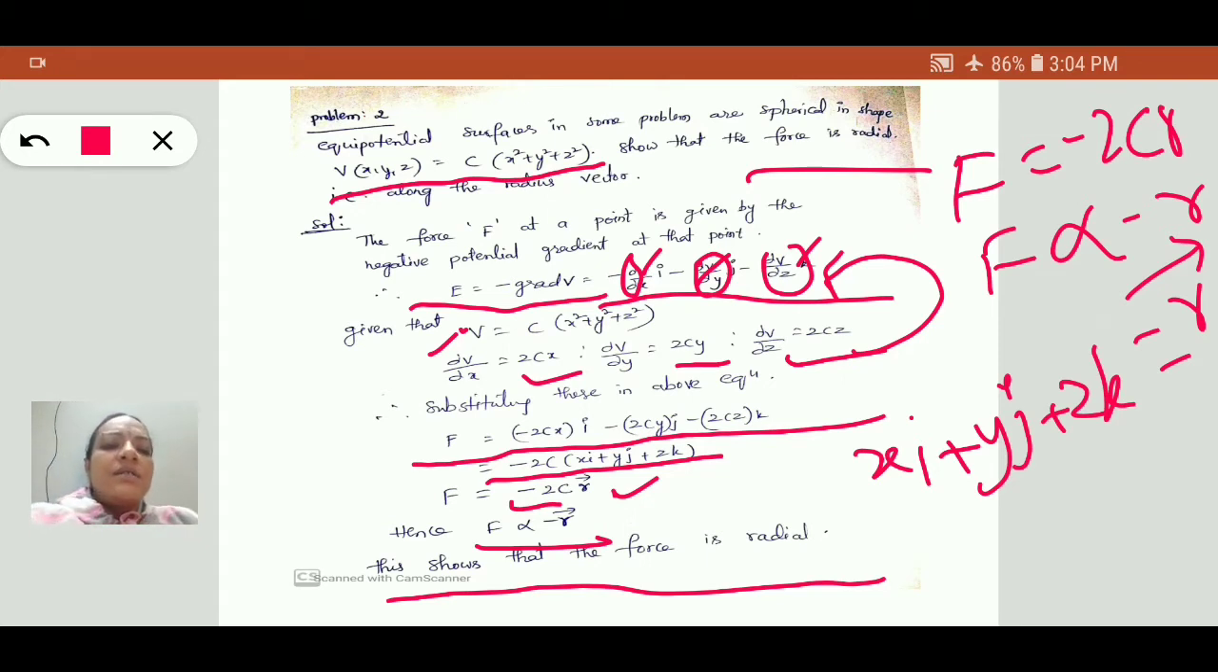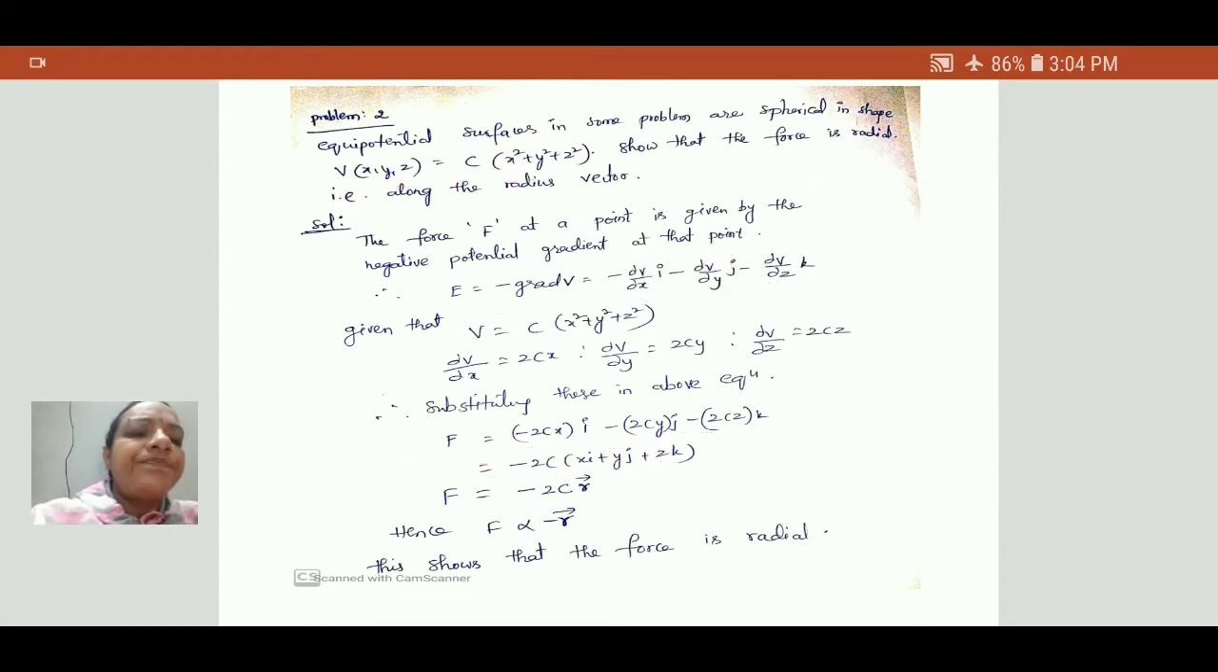So this is the problem. What is he asking? We showed that the force is a radial function, F is proportional to minus r. So this is how to solve it. This is another type of problem, because this is also based on the gradient concept, but of a somewhat different type. Okay, next.